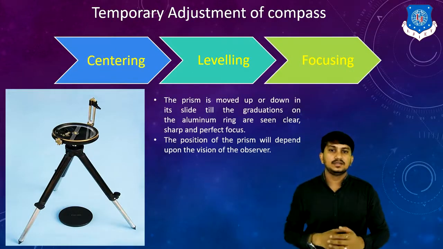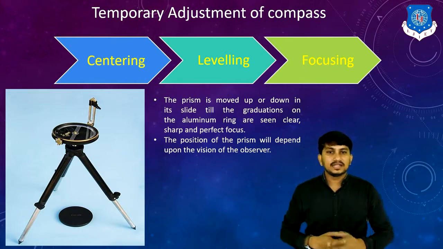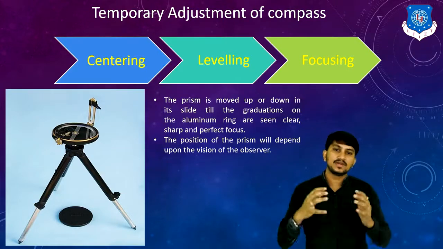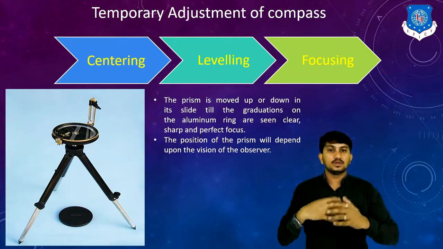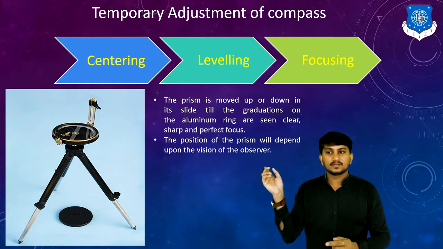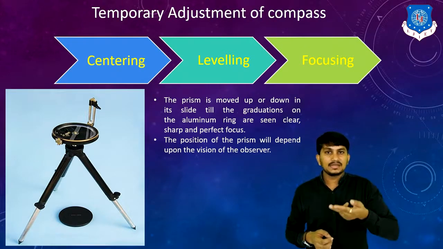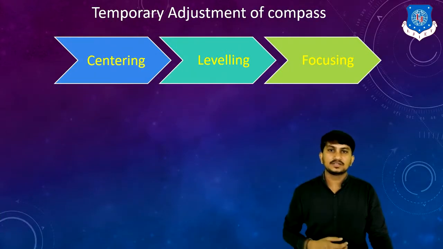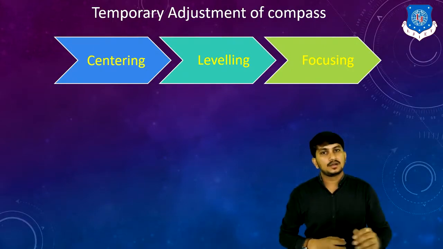Next is focusing. The prism is moved up or down in its slide till the graduations on aluminum ring are seen clear, sharp and in perfect focus. The position of the prism will depend upon the vision of the observer. For that, focusing stud is used. You can clearly see, by using focusing stud, you can move the prism up and down according to your need. After this, you can take your first reading. So this is about the temporary adjustment steps of compass.